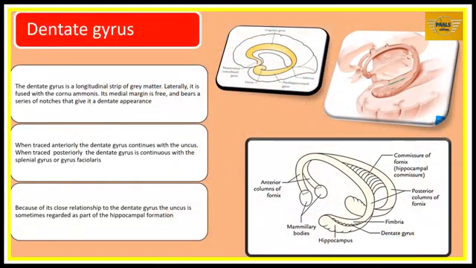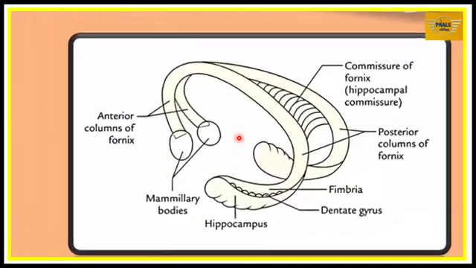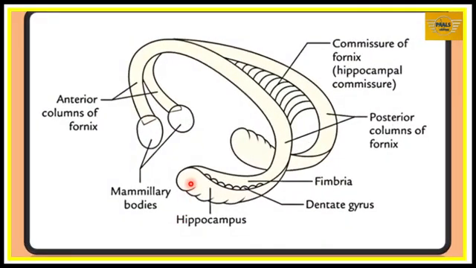We'll look at the dentate gyrus. The dentate gyrus is a longitudinal stripe of gray matter, and it is seen lateral to the conus ammoni. Its medial margin is free and bears a series of notches that give it the dentate appearance. Now, in this image, here we find the conus ammoni or hippocampus proper, and then medial to it, we see the medial aspect of the dentate gyrus with a notched appearance, as we can see here.